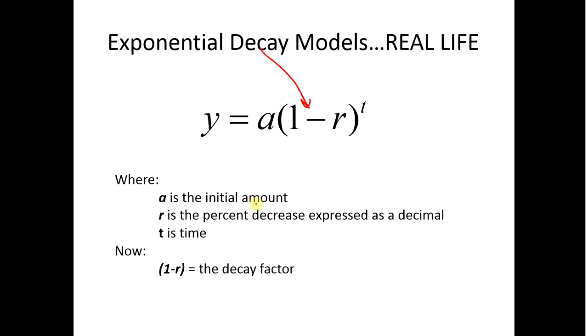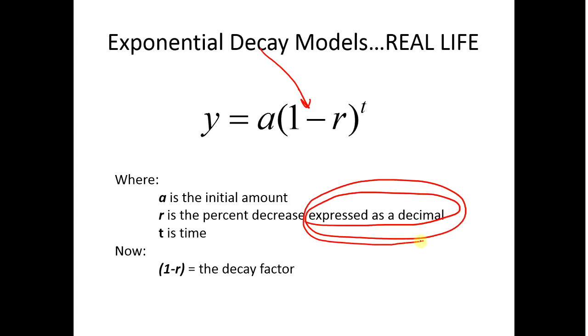A is the initial amount, so that's the amount you're going to start with. R is the percent of decrease expressed as a decimal. I can't be more telling you guys, make sure you use decimals. T is the time. 1 minus r is your decay factor, just like how b was.